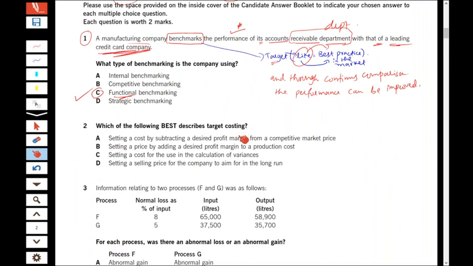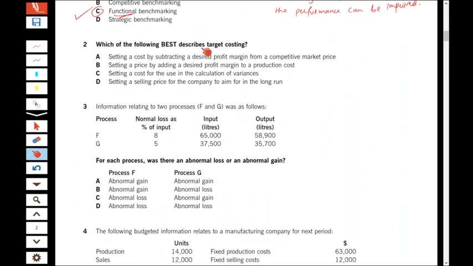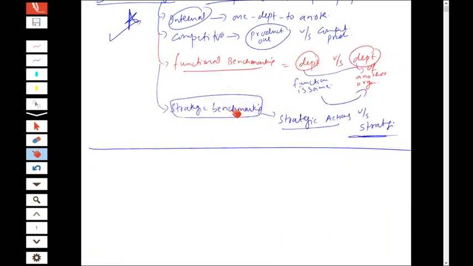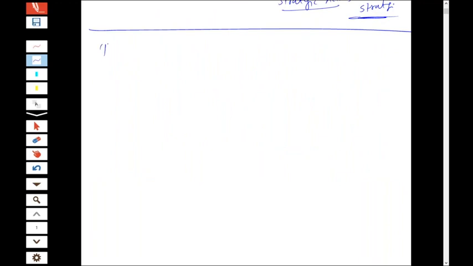Number two, which of the following best describes target costing? Let's first have a recap of target costing.